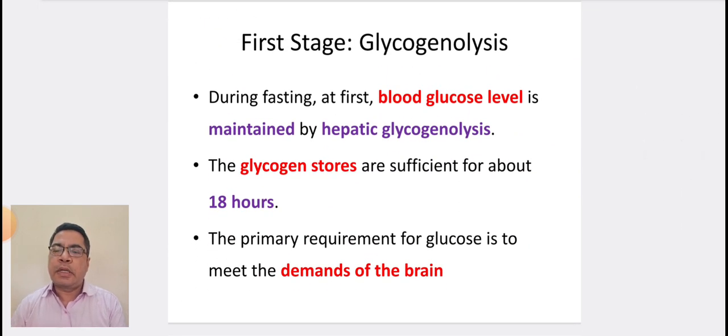Coming to the first stage, glycogenolysis. During fasting, at first, blood glucose level is maintained by hepatic glycogenolysis. The glycogen stores are sufficient for about 18 hours. The primary requirement for glucose is to meet the demands of the brain.